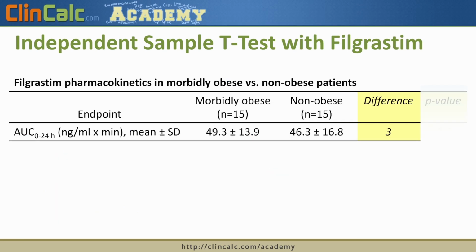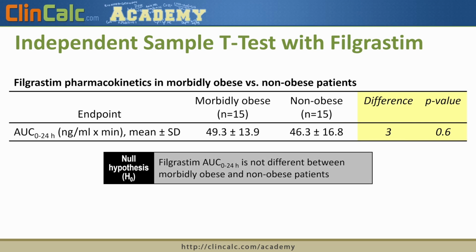So going back to our example with filgrastim, we already said that there was a numerical difference that we observed of 3. And really what an independent sample t-test will tell us is whether that is a statistically significant finding or not. So in this case, the p-value was 0.6.